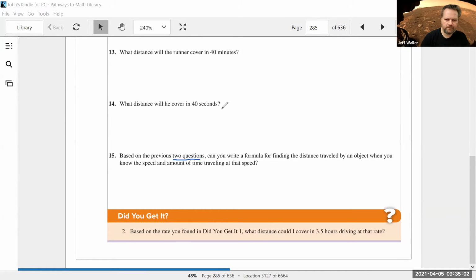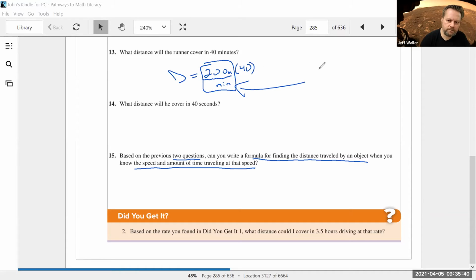Based on the previous two questions, can you write a formula for finding the distance traveled by an object when you know the speed and amount of time traveling at the speed? So what did we do up here? To figure out the distance, we took 200 times 40, correct? The 200 represented what? The meters per minute. So the 200 represented a speed, which we'll officially designate as the rate of change of position.